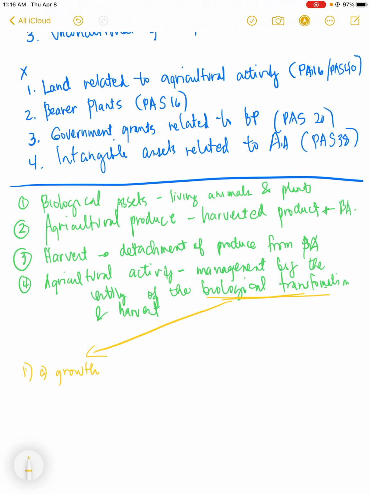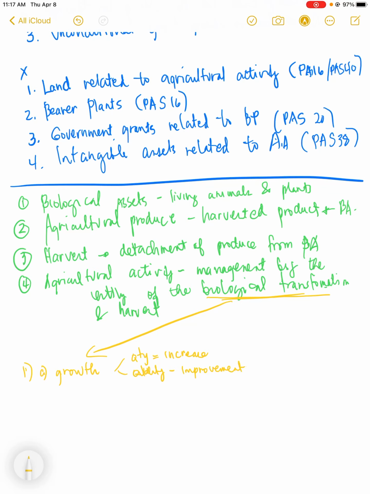Okay, pag sinabi nating growth, ang growth ng isang biological asset can be characterized by its quantity and by its quality. So, kapag quantity yung pinag-uusapan natin, of course, nagkakaroon ng increase sa quantity. Okay? Kapag quality naman ang pinag-uusapan natin, pag quality po, anong nangyayari? Nagkakaroon ng improvement sa quality ng ating biological assets.